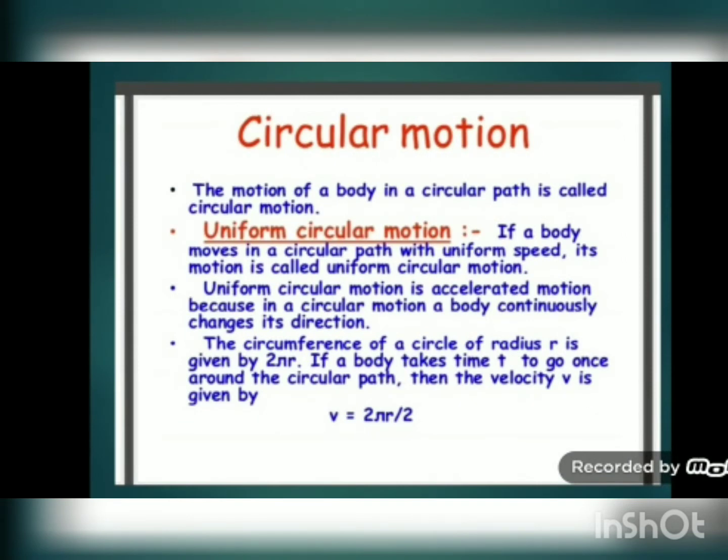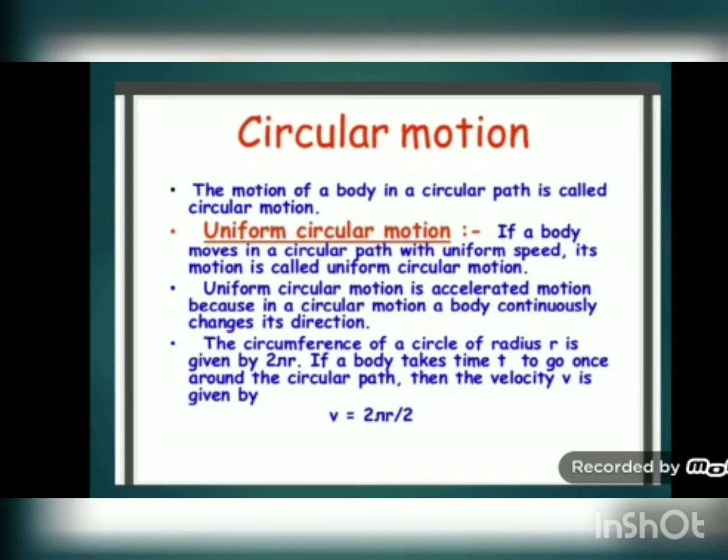Circular motion. Now we know what is circular motion. The motion of an object or a body in a circular path is called circular motion. For example, motion of giant wheel, motion of merry-go-round, then motion of planets around the sun. These are all circular motion. Actually, motion of planets around the sun is not exactly circular motion. It is little elliptical motion, but as it is a very large distance, then we may assume it as a circular motion. Now, what is uniform circular motion?